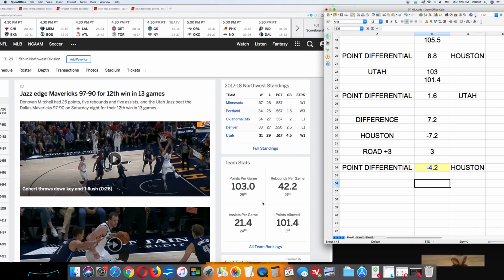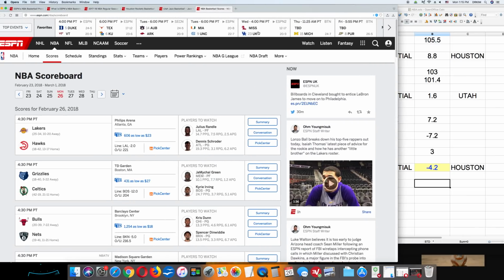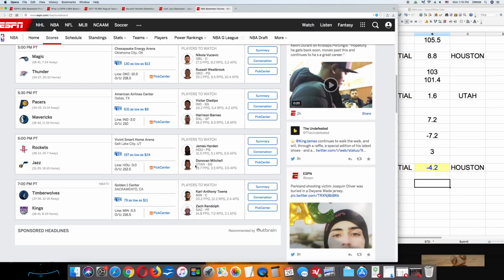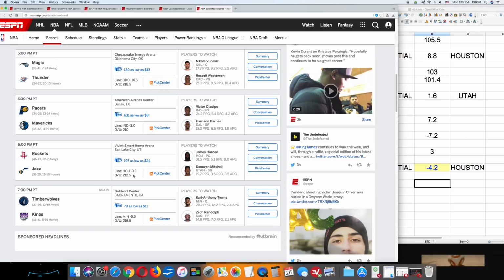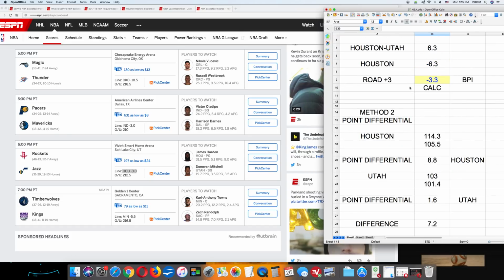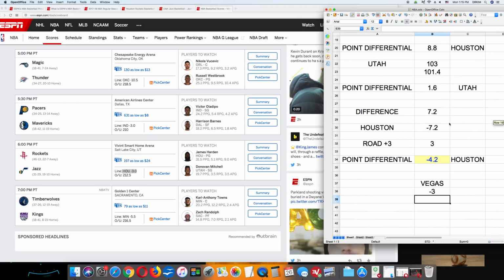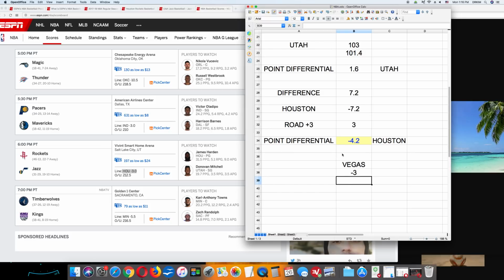Now, how does that compare to the Vegas point spread, as we saw earlier? The Vegas point spread for Houston is minus 3. So Vegas is minus 3, using point differential it's minus 4, and using BPI it's minus 3. So essentially the same numbers. So now you have two methods that you can calculate your own point spread.